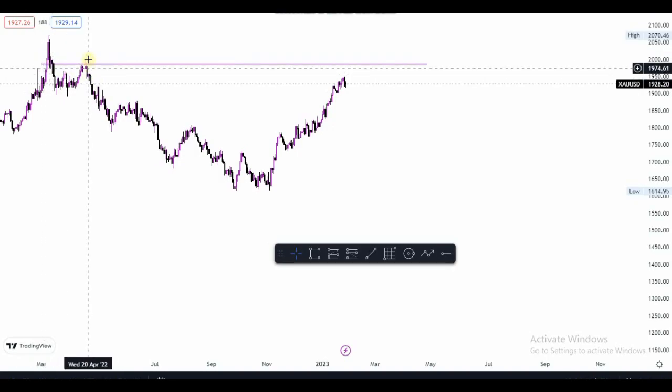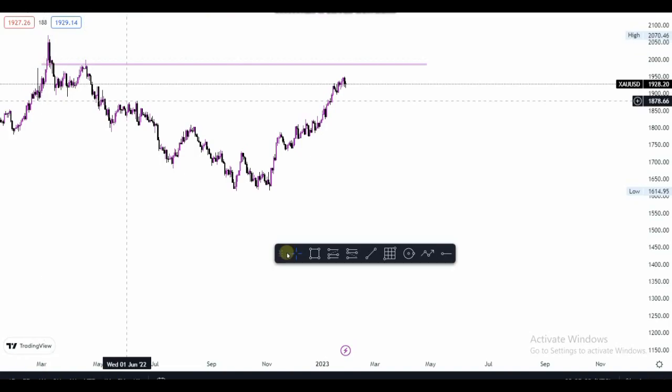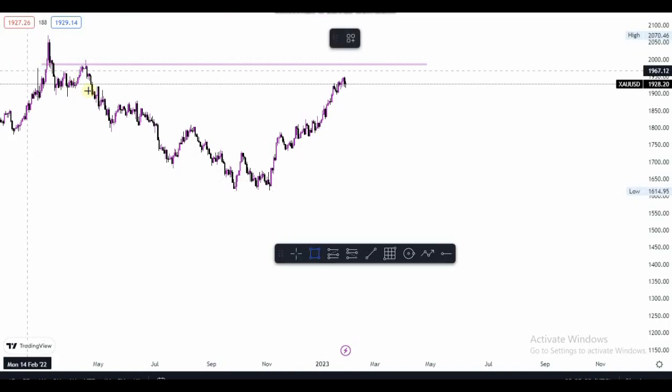And then over here we also rejected right here, and the first candlestick rejected, and then the second candlestick also rejected, which if we go onto a lower time frame, this is the double top, right? And then I see a nice order block.